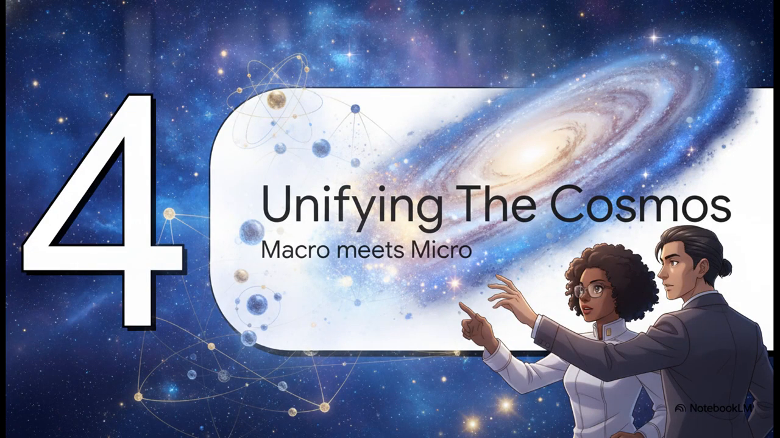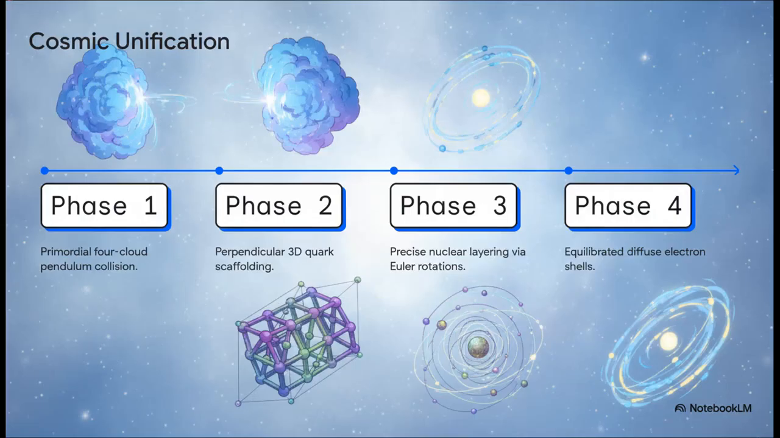So we've solved the mystery of the atom's empty space. But Dr. Rihan's framework doesn't stop there. In Section 4, Unifying the Cosmos, let's zoom out and look at the grand implications. This timeline is just breathtaking because it unifies the entire cosmos under a single mechanism. According to this model, it all starts at Phase 1, with the primordial four-cloud pendulum collision of the Big Bang. That collision sets up Phase 2, which is a fundamental, perpendicular 3D scaffolding made of quarks.